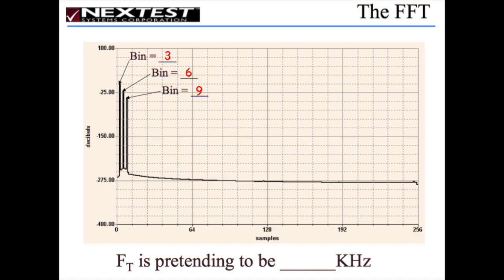So when we do the FFT, the fundamental shows up in bin 3, and the second harmonic shows up in bin 6, and the third harmonic shows up in bin 9. And F sub T is pretending to be 5.8 kilohertz, but it's not 5.8 kilohertz. It's a little over 1 megahertz. So we're aliasing the fundamental and the second harmonic and the third harmonic. Now, if you didn't have an anti-aliasing filter in there, all that stuff would be coming back here and we'd be seeing it.